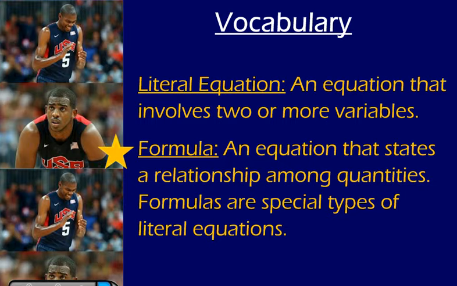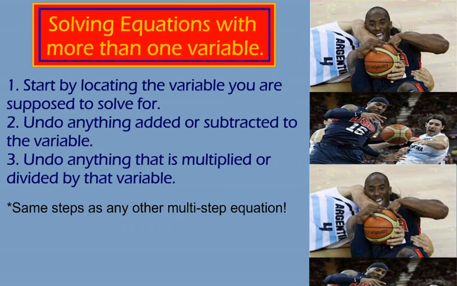What is a literal equation? A literal equation is an equation that just involves two or more variables. So we've been working with all these one variable equations. These are going to have two or more variables, and we're just going to solve for one of them. Kind of like a formula. A formula is a literal equation. The technical definition here is an equation that states a relationship among quantities. In other words, it's a literal equation, but we're talking about specific measurements for the variables. All right? So, how are we going to do this?